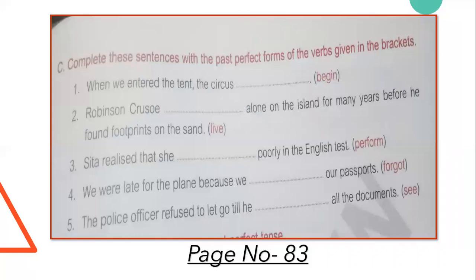So, students, we're doing this exercise on page 83. Complete the sentences with the past perfect forms of the verbs given in the bracket. You'll know the drill. Pause, complete, and check.